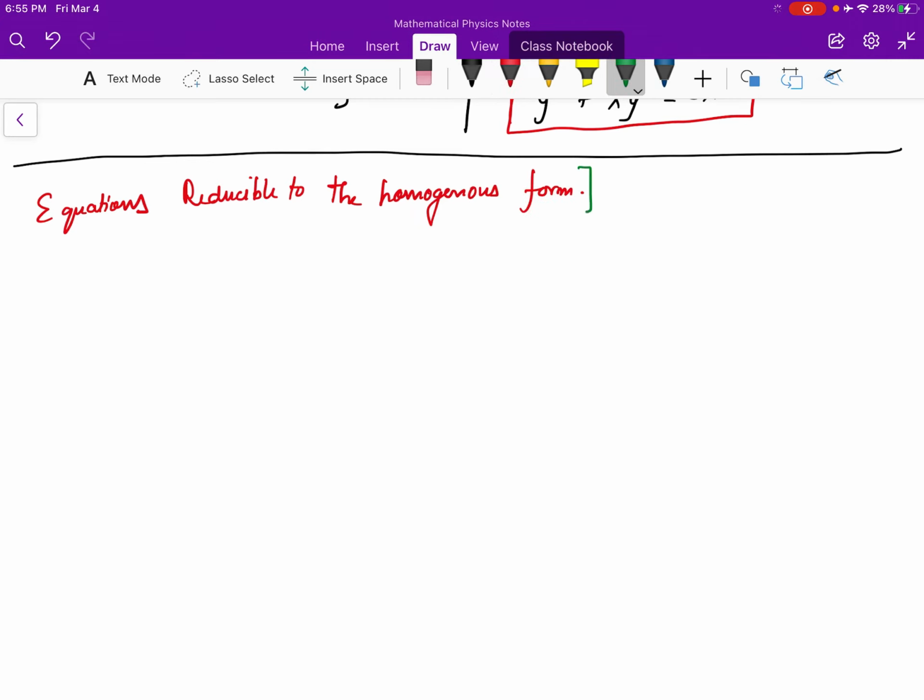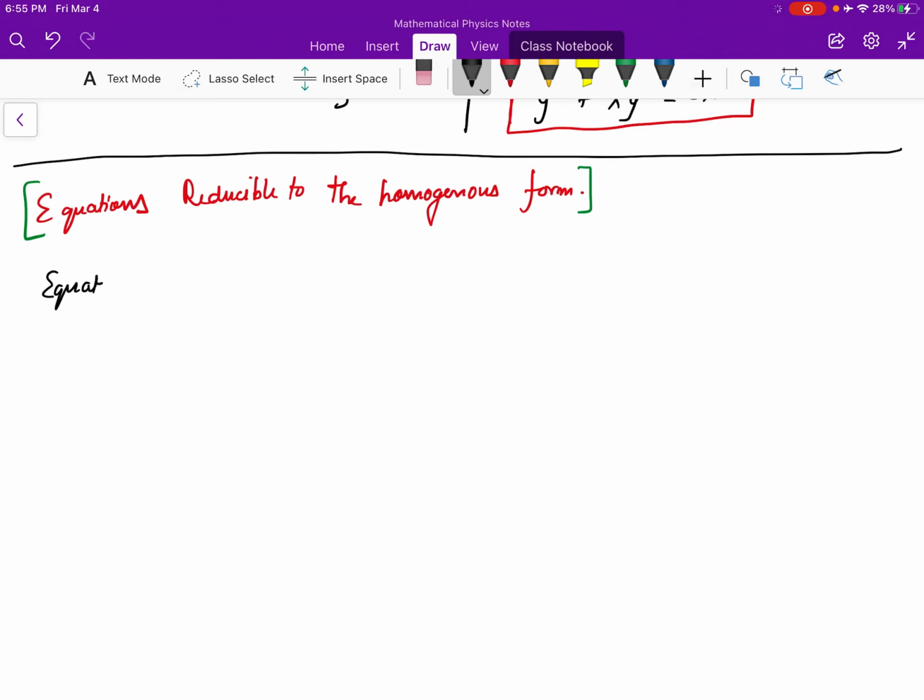Right? So equations reducible to the homogeneous form. This particular topic really involves another kind of view of how you can approach these problems, where you have similar kinds of variables, similar kinds of values associated with the derivatives that we just solved in the last example. So let's write the definition.